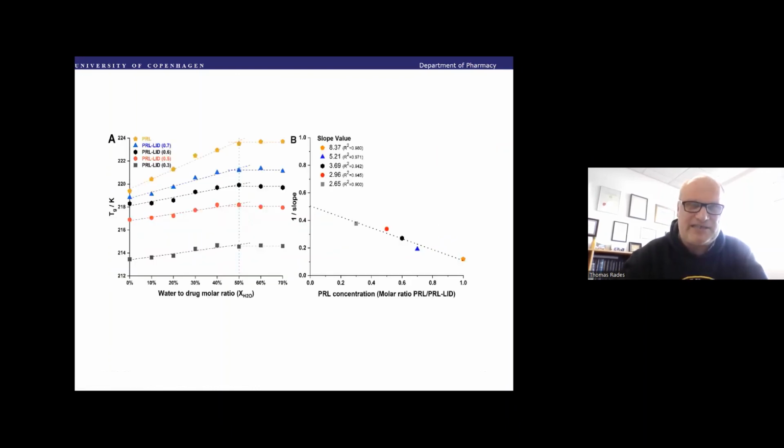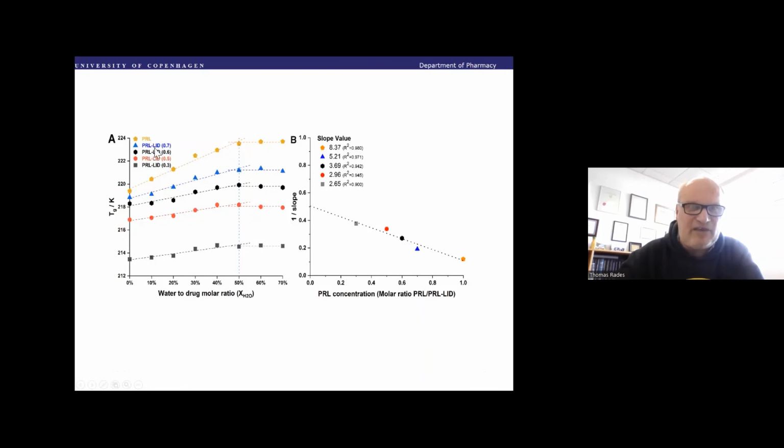And I just show you these kind of data we're getting here: if we are adding water, this is the mole fraction of water, to our amorphous or co-amorphous system, we see for prilocaine that the addition of water leads to an increase in the glass transition temperature until we get full hydration of the material at about 50 mole percent of water, and then it stays the same.